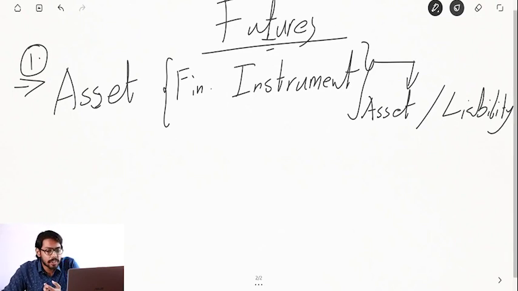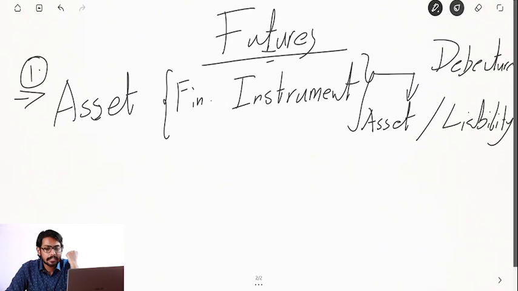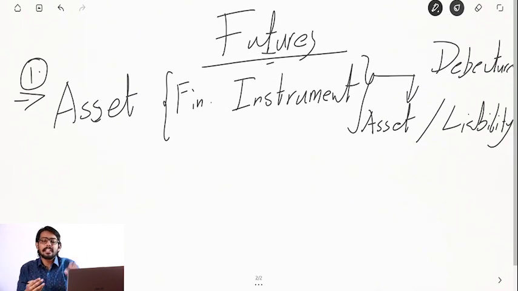Think of a debenture. To the person who is holding a debenture, who has purchased a debenture, it is an asset. To the person who has issued the debenture, it comes to the liability side of the balance sheet. It is a liability to the issuer. To the buyer, it's an asset. To the seller, it's a liability. So futures is just like that. It is an asset for the buyer, for the seller, it's a liability. For visualizing, let us call it an asset.